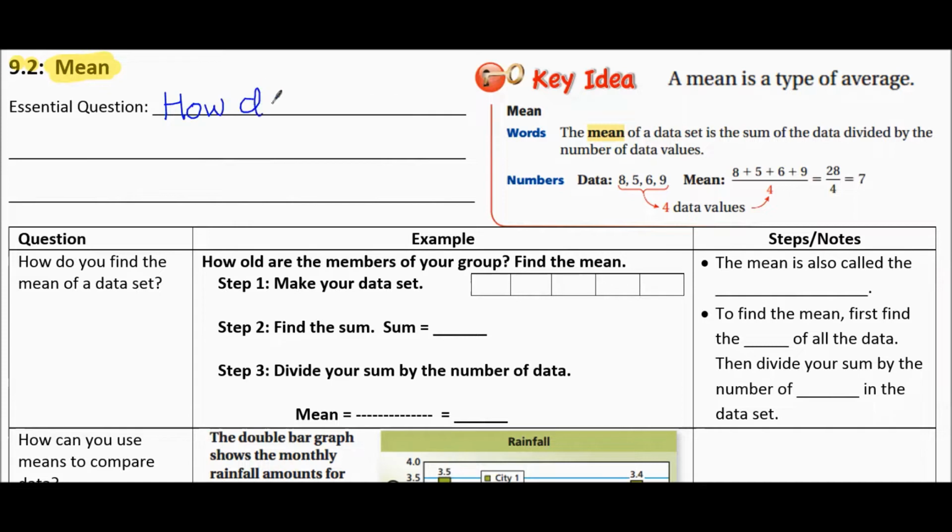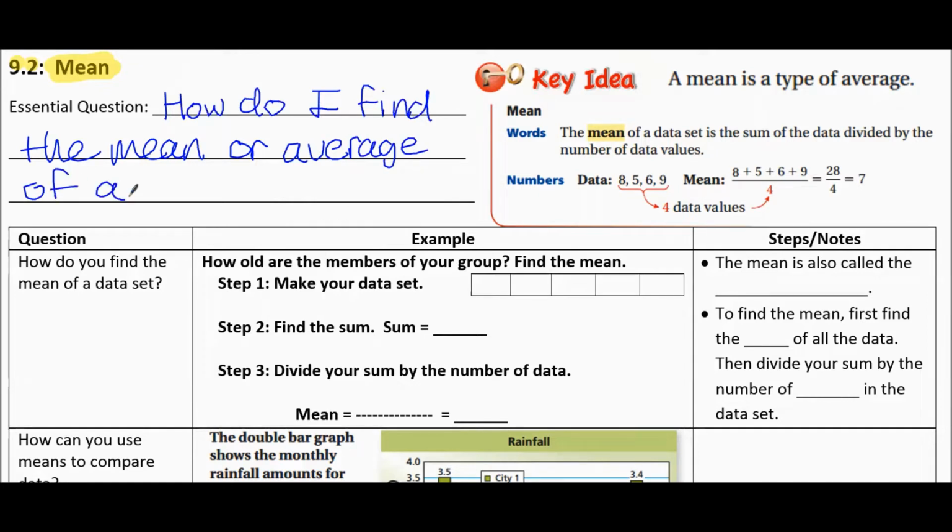How do I find the mean, and in our case, we're going to say or average, of a data set? All right. How do I find the mean or average of a data set? And then we're going to use that mean to describe our data.